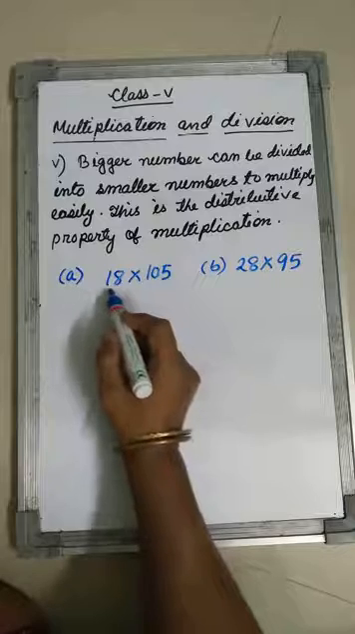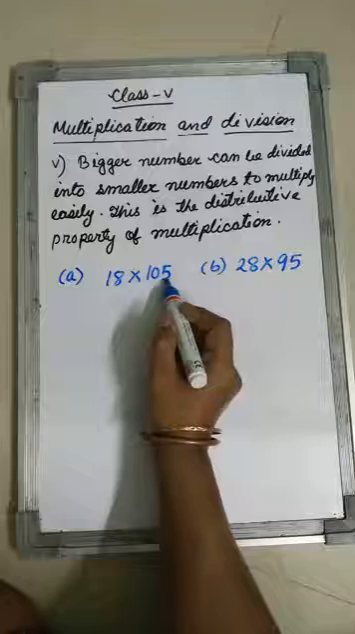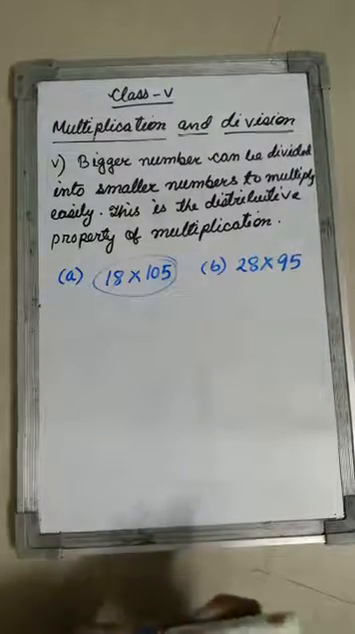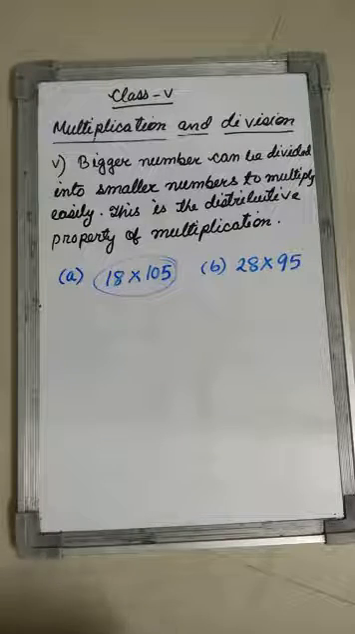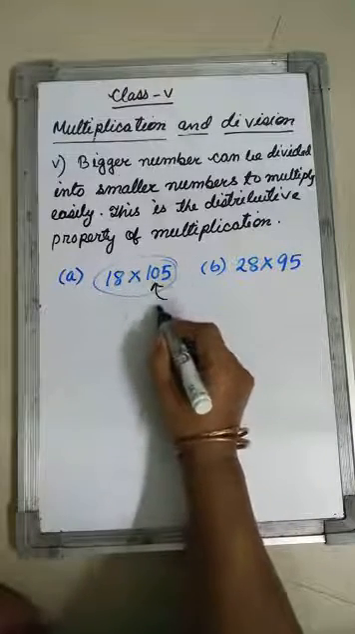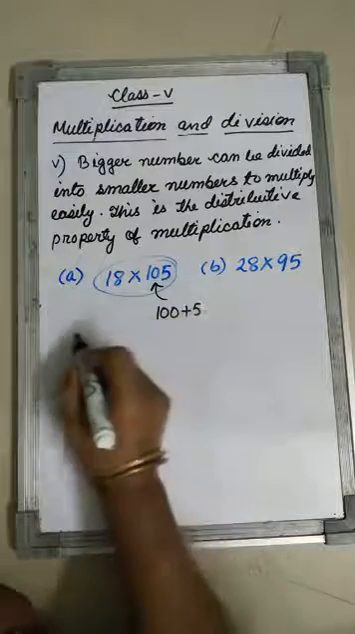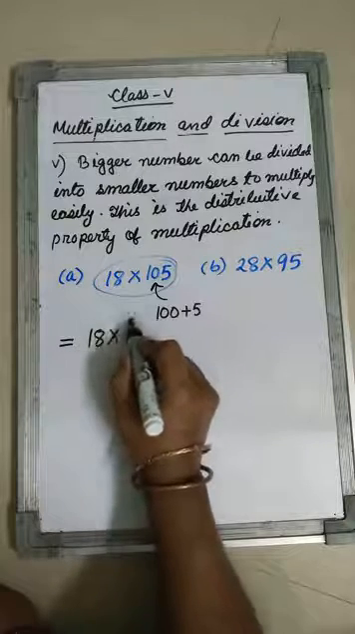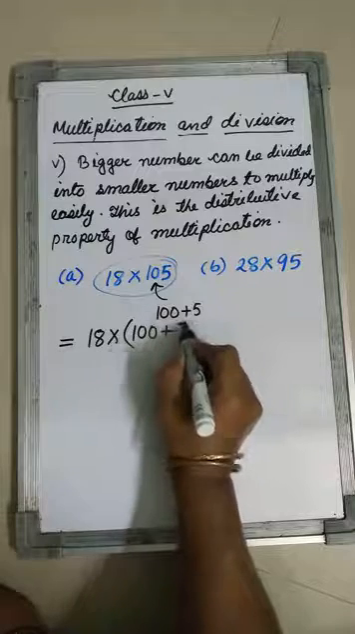Here I am given to multiply 18 and 105. I have to make this multiplication in an easier way. I have to solve this in an easier way. What to do? 105 I can write as 100 plus 5. So 18 into 100 plus 5.